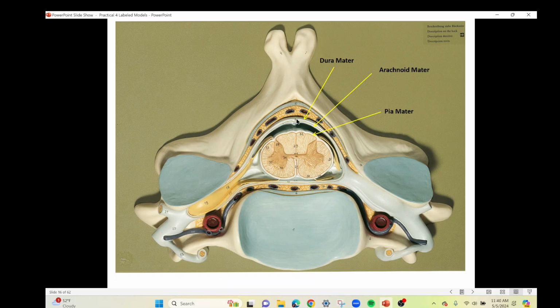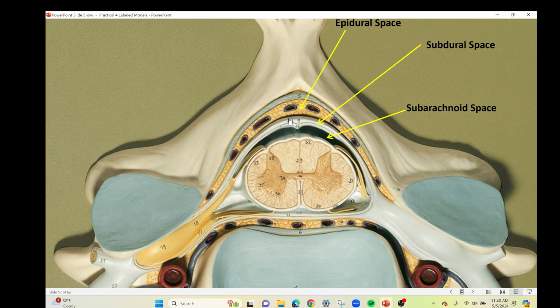Now, these 3 meninges are associated with some important spaces. Let's take a look. If this is the dura, again, I'll make it a little bit bigger. If this is the dura, just outside the dura is the epidural space, right? Epi means upon. So it's just upon or outside of the dura mater.